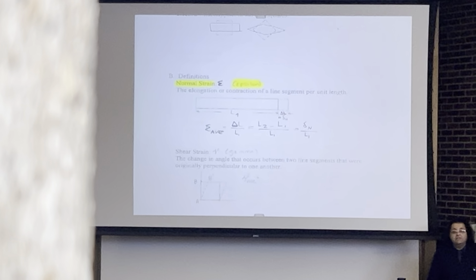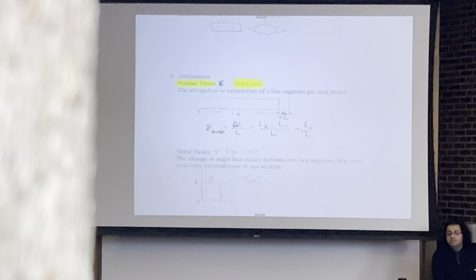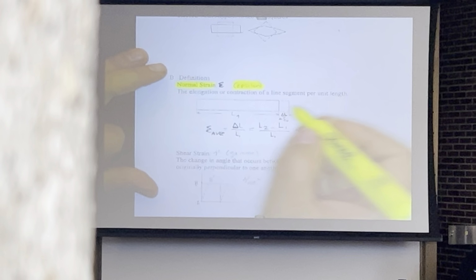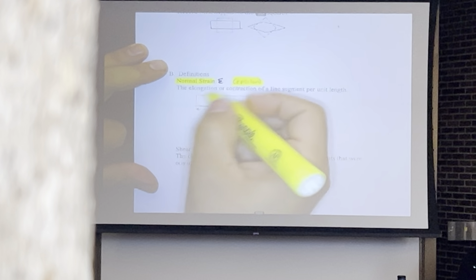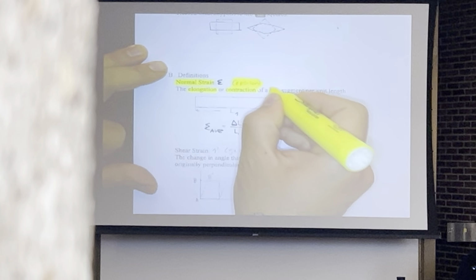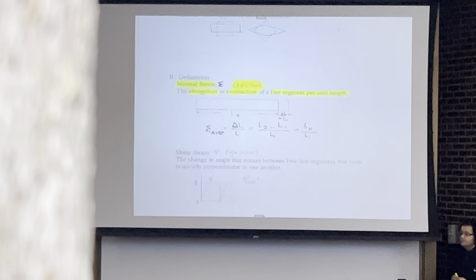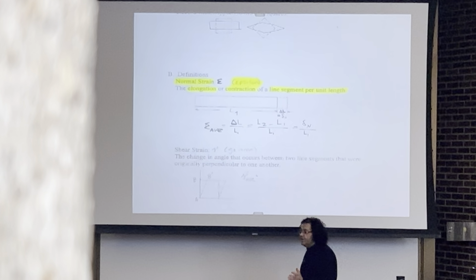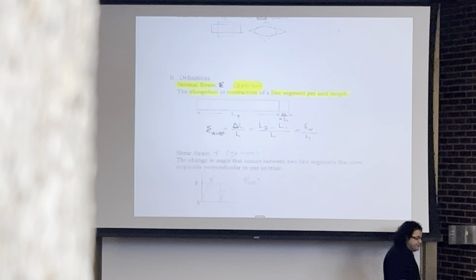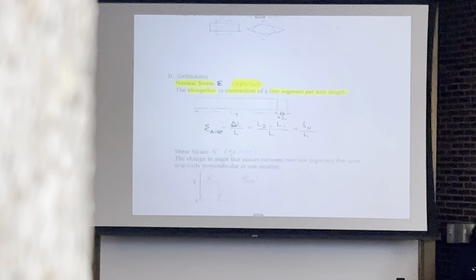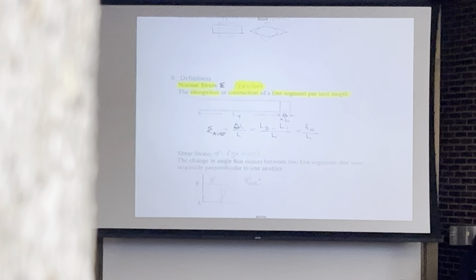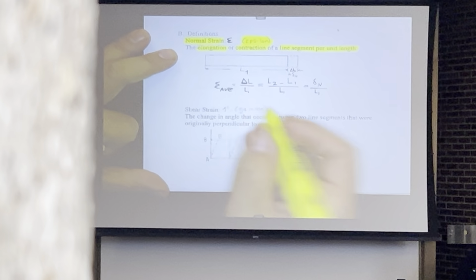But I just mentioned that deformation is not only in the form of change in length. Let me just highlight the definition for normal strain first. It's elongation or contraction of a line segment per unit length. That's what we mean by intensity of change in length. But how is the intensity of change in the angle defined in engineering mechanics? We call that shear strain.